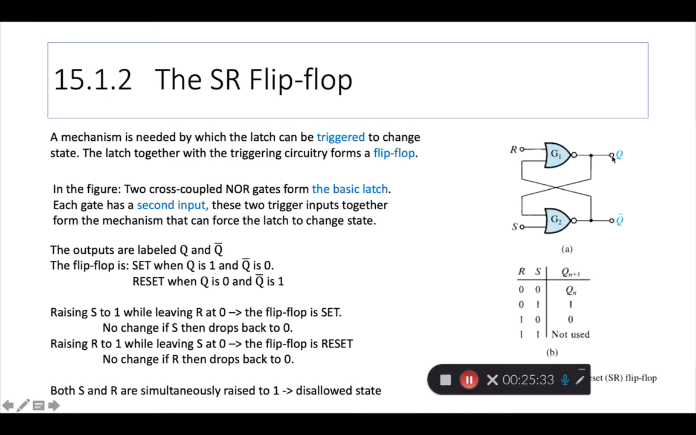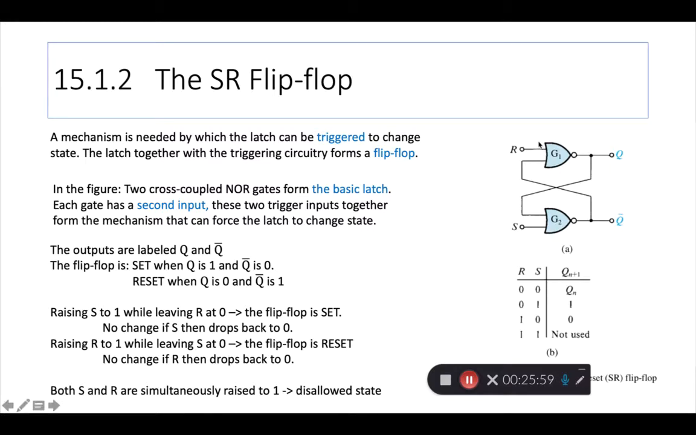So here we are shown a flip-flop, which is an SR flip-flop, set reset, where instead of just an inverter we have an OR gate. Well, actually we have a NOR gate, right? We have two NOR gates. So G1 and G2 are not just inverters anymore, they're actually NOR gates each.